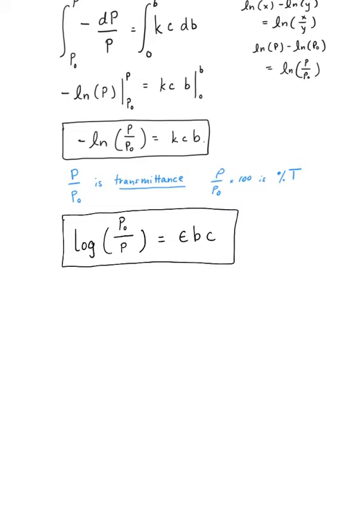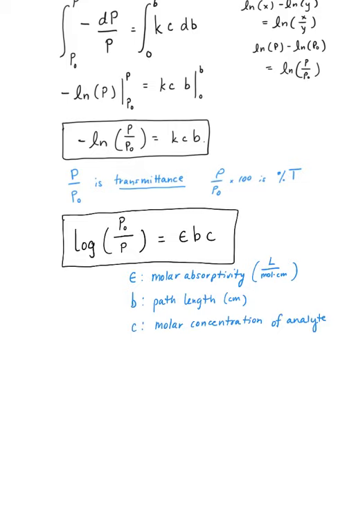Here, this new quantity epsilon is called the molar absorptivity of a material. This is a substance-specific quantity that is tabulated for given substances. It has units of liters per mole per centimeter of path length. B is the path length that light travels through a sample. Often, this path length is set by the device that we use and is typically 1 centimeter. C is the molar concentration of our analyte.